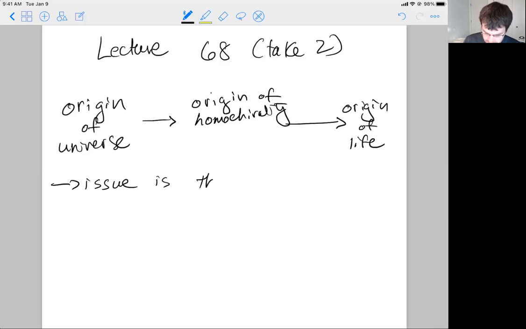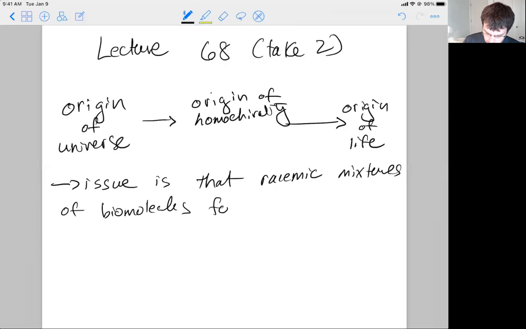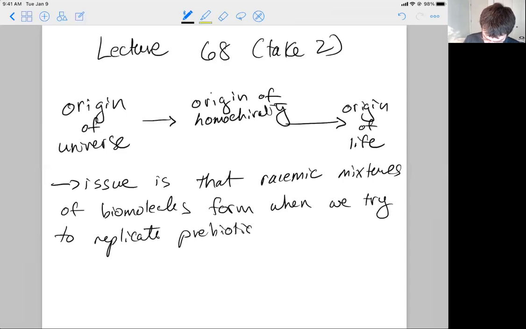The issue is that racemic product mixtures of biomolecules form when we try to replicate prebiotic conditions. So the big takeaway there is racemic mixtures of products.